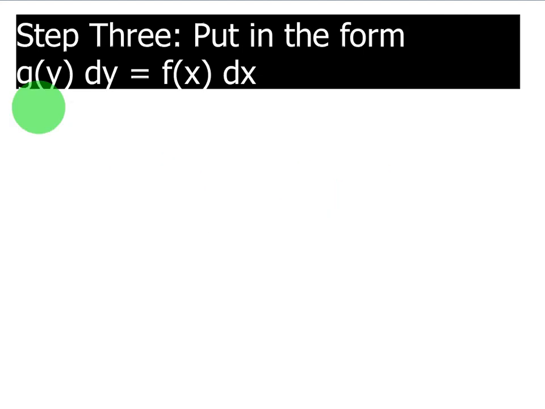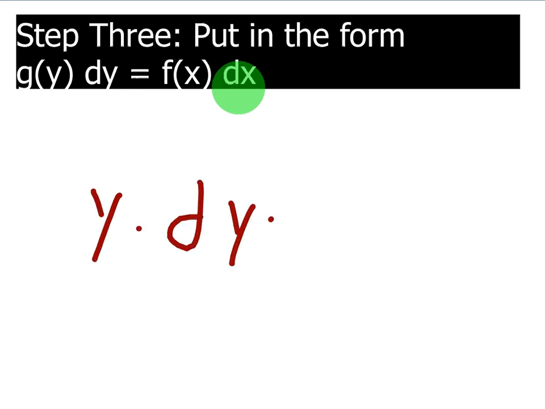Okay, for the next step, we want to put it in the form g(y) dy equals f(x) dx. So basically, I'm going to just rewrite what I just figured out, and explain what that means.